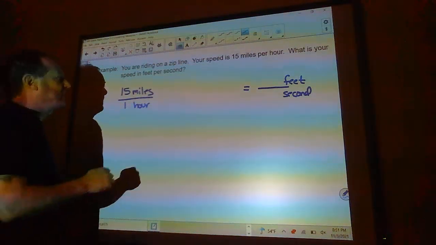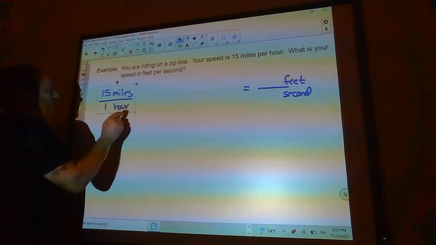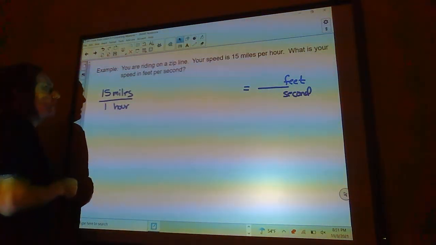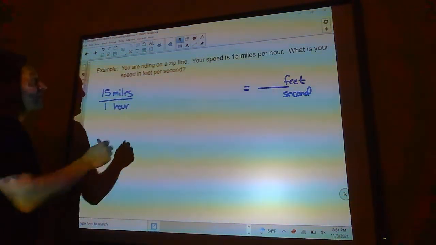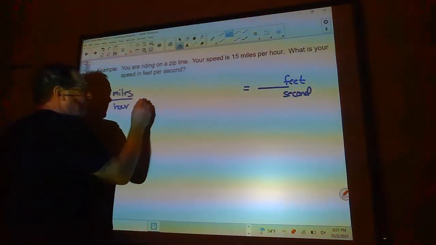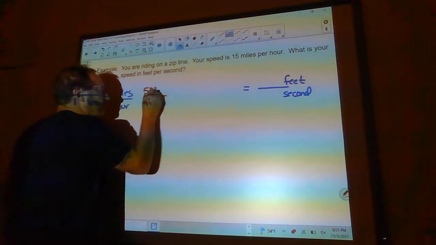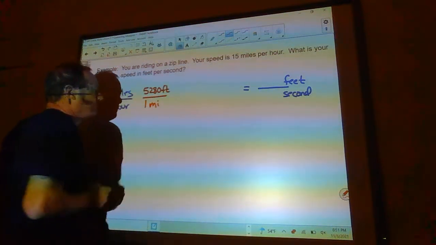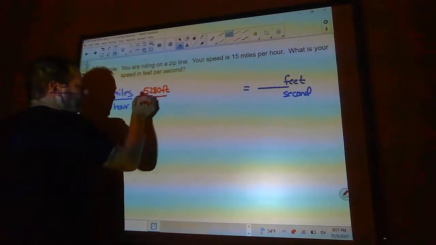So, some things I need to know. I'm going to need to convert miles to feet. So here's what I know. I know that 1 mile is 5,280 feet. Okay? This is my conversion factor right here.